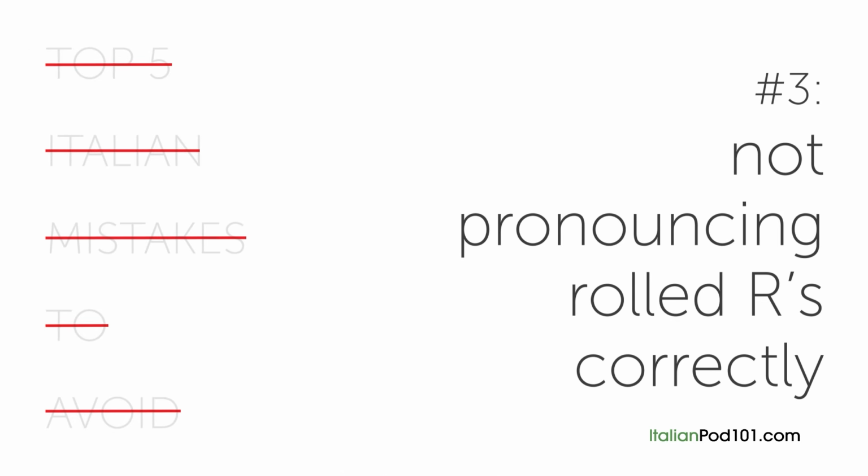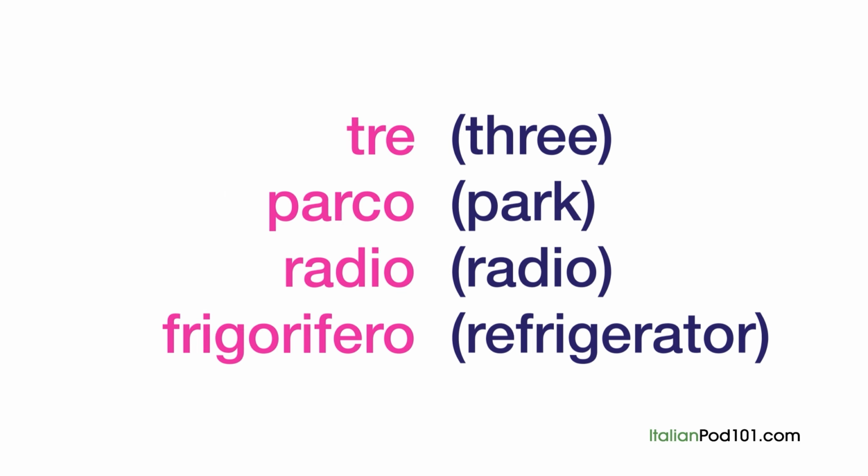Number 3. Not pronouncing rolled R's correctly. This is arguably the most difficult sound for Italian learners to pronounce correctly. It's quite a complex sound, and in fact, it's one of the last sounds that Italian children learn how to pronounce. The only way to solve this problem is to keep listening to native Italian speakers and practicing it yourself, or practicing with us. Listen to the following examples.